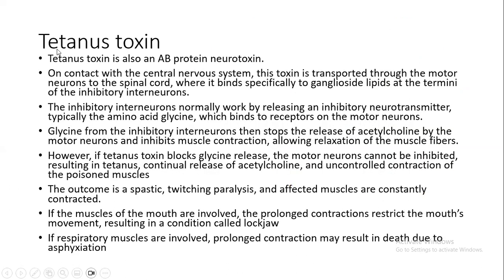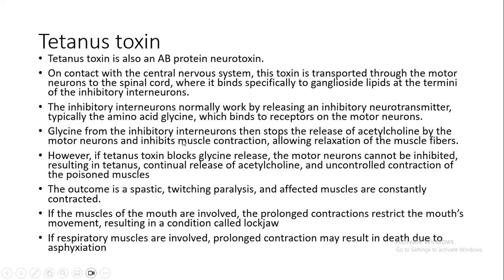Then the second type of toxin that we'll discuss is tetanus toxin. It is also a neurotoxin. It is also an AB type of toxin. On contact with the central nervous system, this toxin is transported through the motor neuron to the spinal cord, where it binds specifically to ganglioside lipids at the termini of the inhibitory interneurons. The inhibitory interneurons normally work by releasing an inhibitory neurotransmitter, the amino acid glycine, that binds to the receptors on the motor neuron.